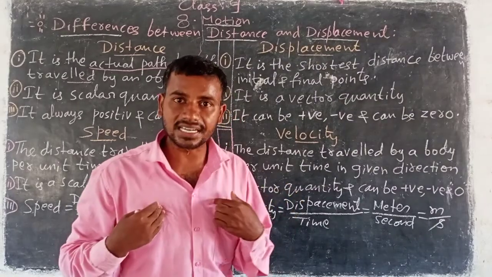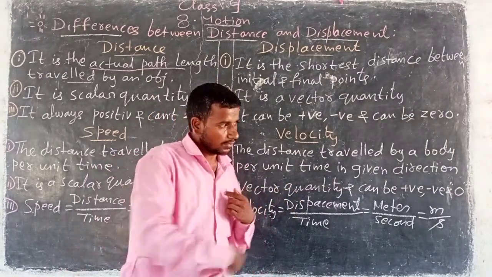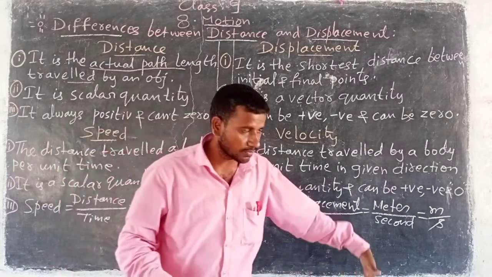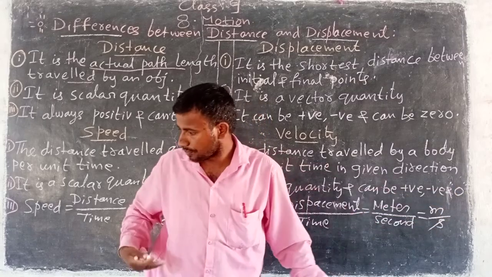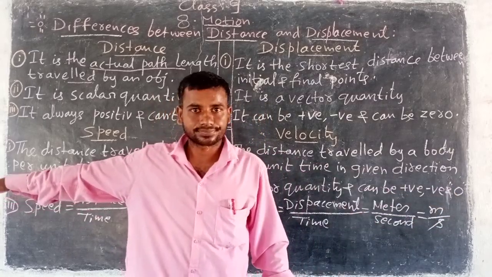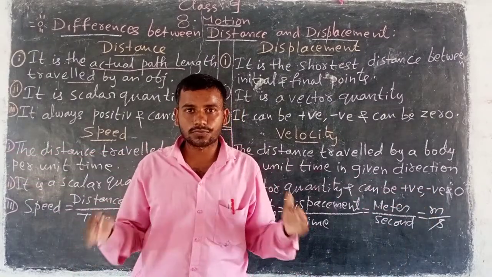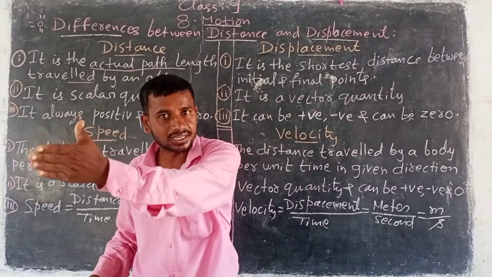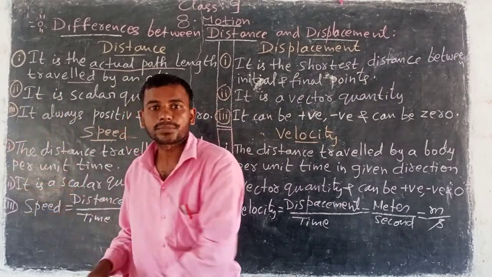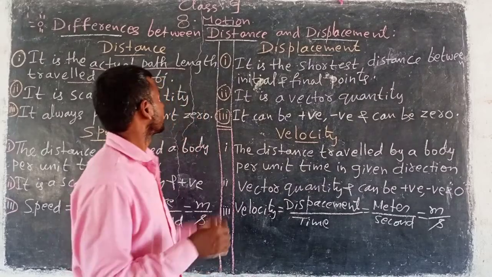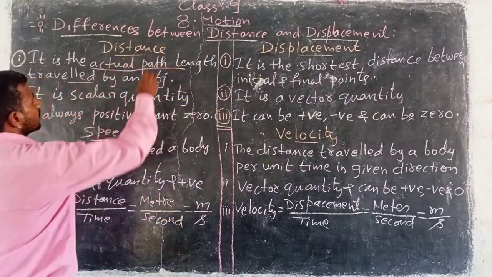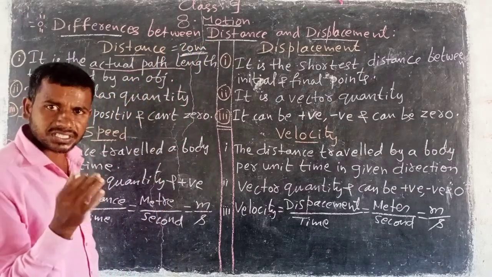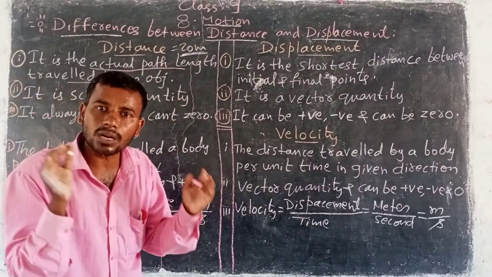What is the distance I traveled? Think every corner is 5 meters apart. 2.5 meters from here to that corner and 2.5 meters from here to this corner. 2.5 plus 2.5, 5 meters. 5 plus 5, 10 meters. 10 plus 5, 15 meters. 15 plus 5, 20 meters I traveled. So the distance I traveled is 20 meters. That is called the actual path.